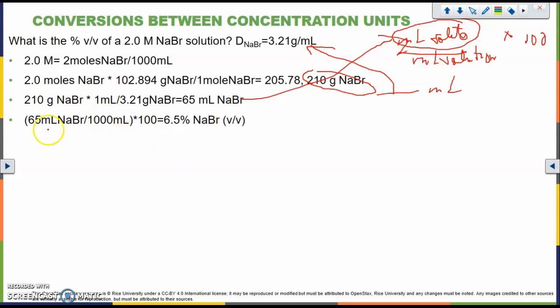Right? And now we take the mils of solute divided by the total volume of the solution, which is 1,000 mils. You cannot use 1 liter, folks. You have to make sure that the 1 liter is actually converted into mils. It has to be the same units, gram over mil. And this is why this is 6.5% sodium bromide. Okay, I hope that makes sense.